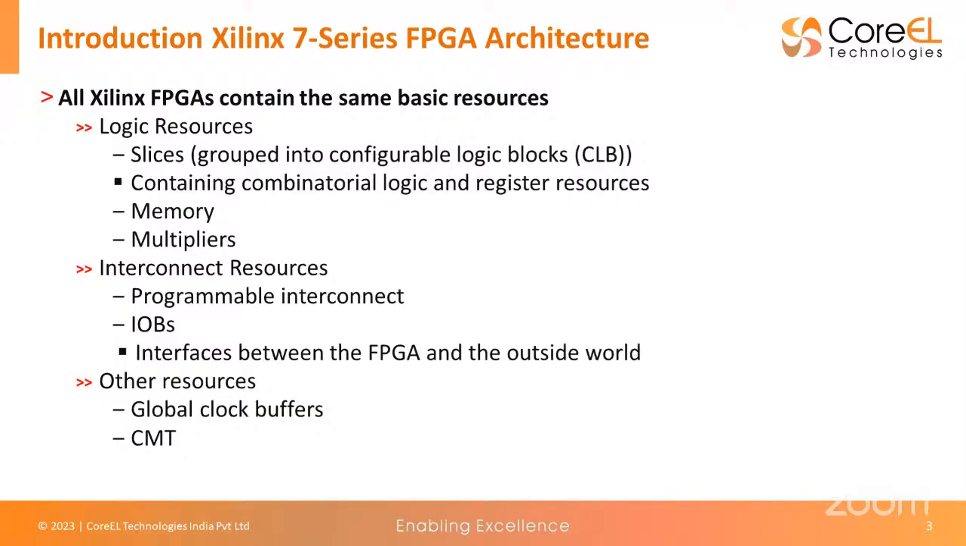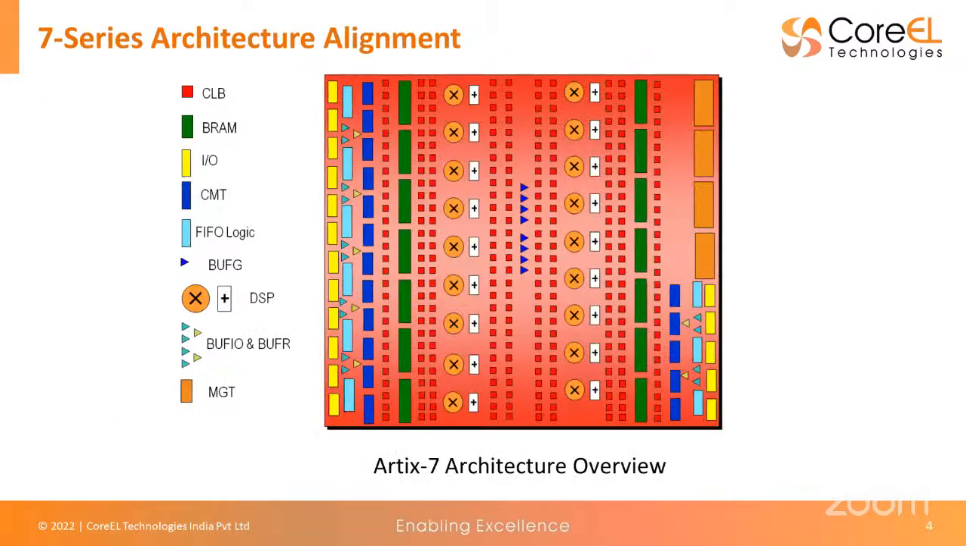Not only that, but we can also find a lot of other resources available to us as well, whether it be memories, clock distribution units, or management tiles, right? So if we slice open an FPGA, we'll be able to see a structure something similar to this. At the core we have our CLBs, a large number of CLBs to be precise. CLBs are configurable logic blocks where we'll be able to place our logic.